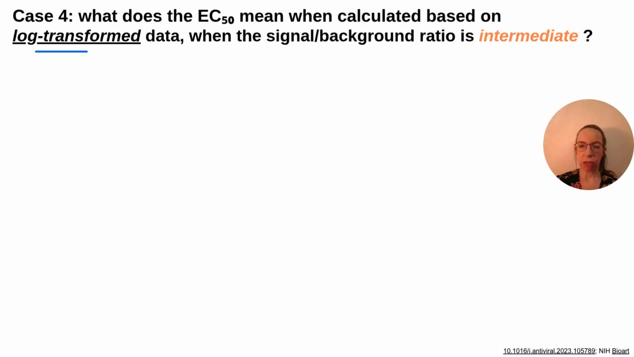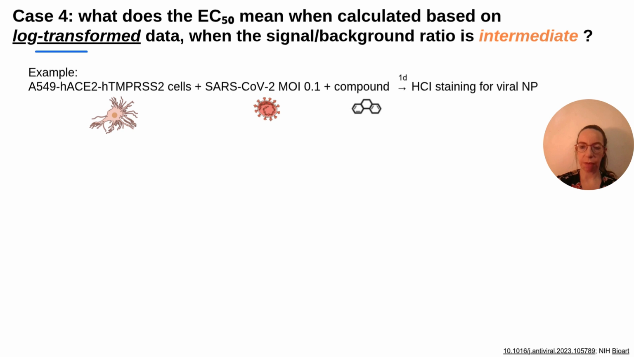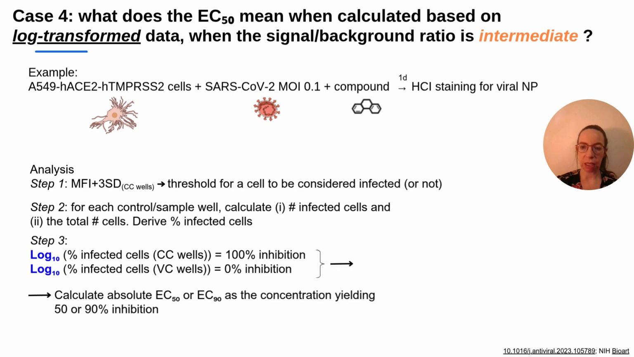If now the data is first log transformed in case 4, so exact same assay as in case 3, but during the analysis at step 3, 100% inhibition is defined by the log 10 of the percentage of infected cells in the CC wells, while 0% inhibition is calculated with the log 10 of the percentage of infected cells in the VC wells.